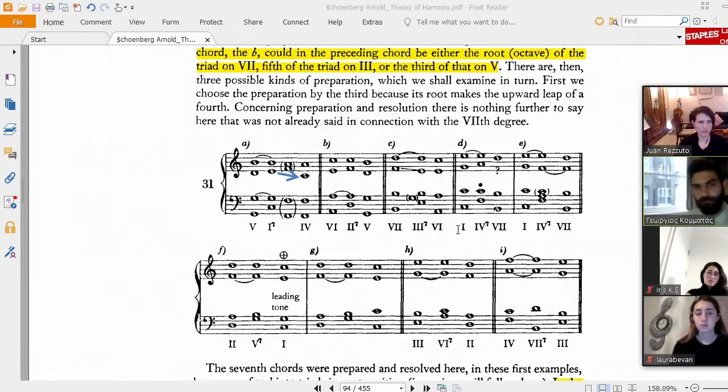So you cannot put a seventh chord there. Yeah, it's logical after all. Okay, this chapter has a lot of examples. We're not going to see them all.